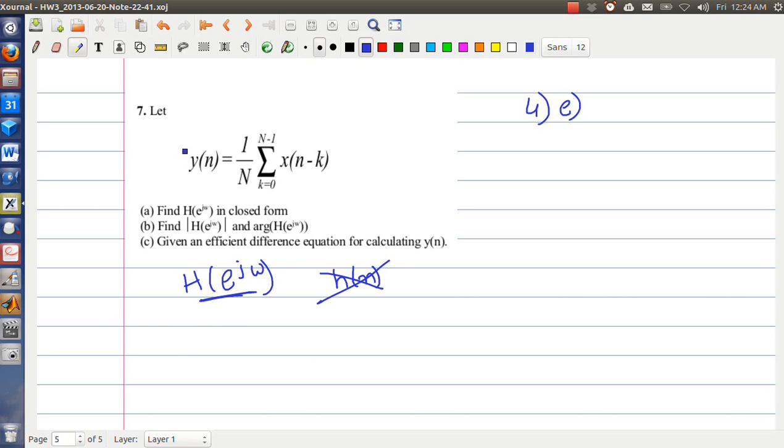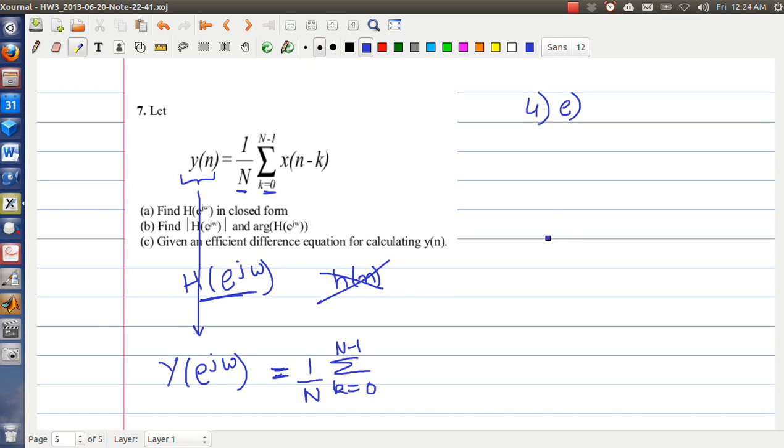We look at the original equation and then we try to take the Fourier transform of both sides. So for this equation, the left side transforms to Y(e^{jω}). For the right hand side, you have a constant, then a summation, and the transform is independent of both of them, so it's 1 over N, sum over k going from 0 to N minus 1, as it is.